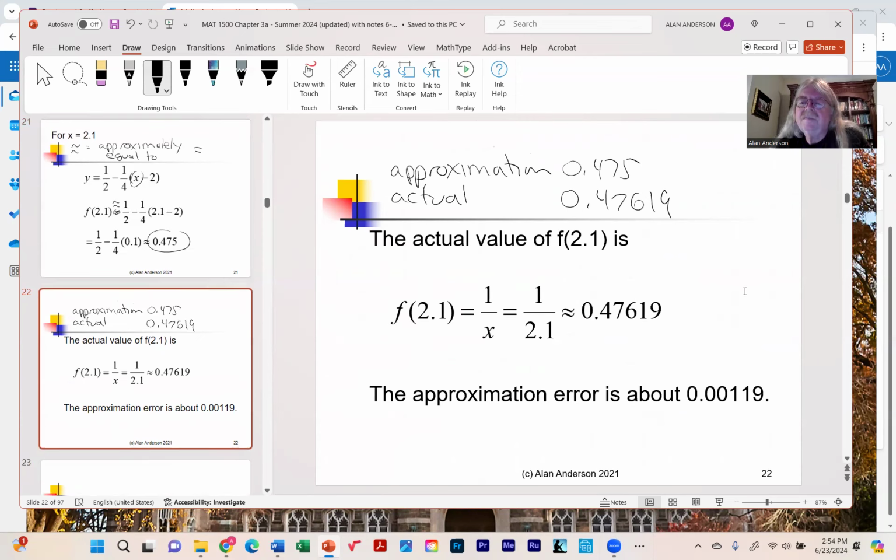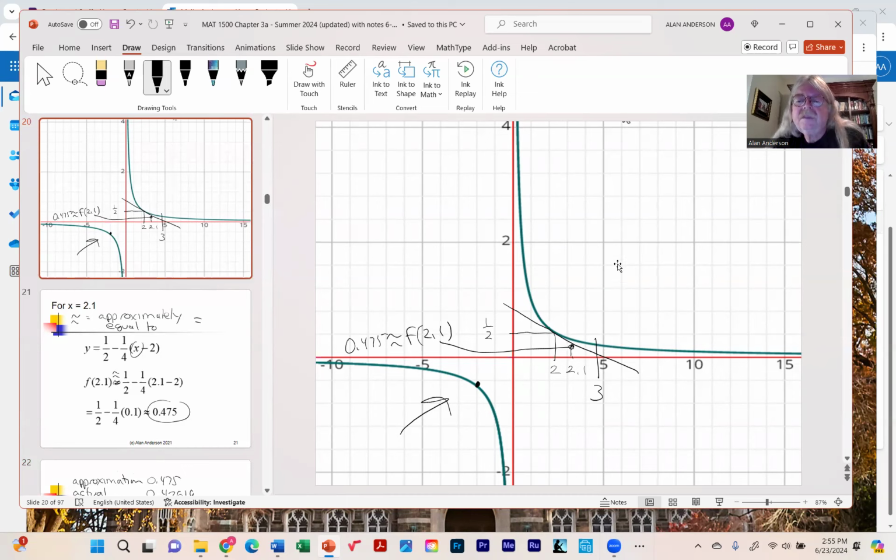But if I tried this for 3, you can see I'd be way out here somewhere. And you can see the spread between the curve and the tangent line is getting bigger. And so the approximation would be worse. And if I tried something out here like 10, the approximation would be pretty terrible. Really terrible. So this only works when we're really close to a.